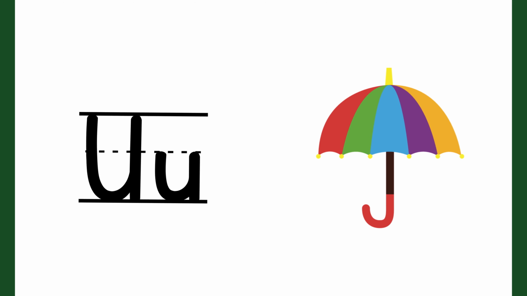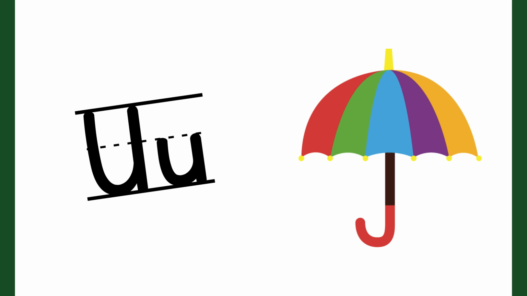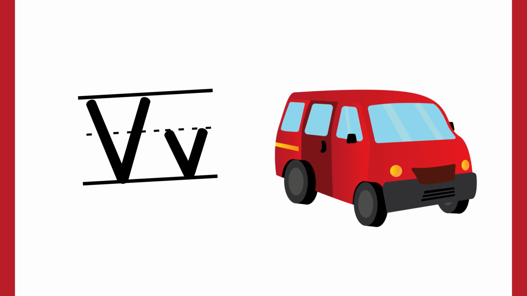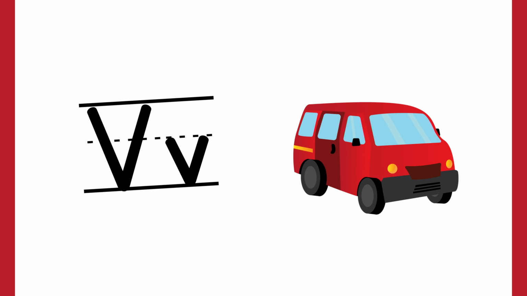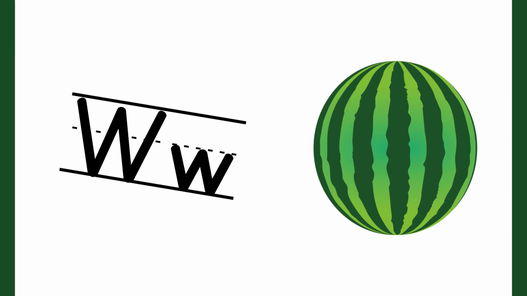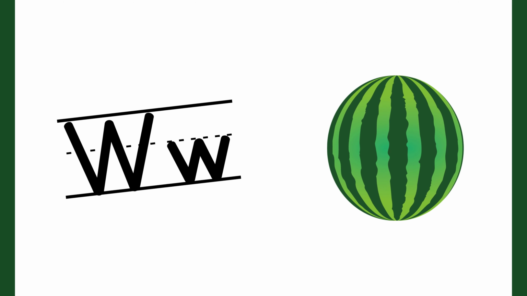U, and U is for umbrella. V, and V is for van. W, and W is for watermelon.